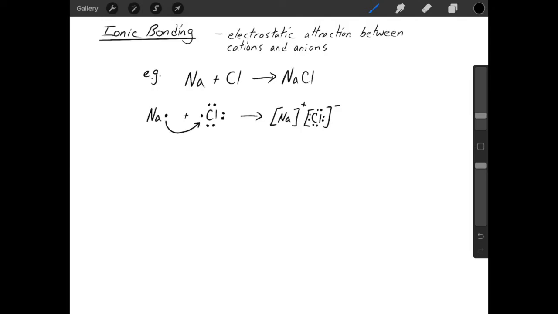And this kind of process is typical for ionic compounds, where one of the species transfers its electrons to the other, resulting in positive and negative ions. And in bulk systems, this typically shows up as very large repeating arrays or lattices of alternating positive and negative ions, something like this.